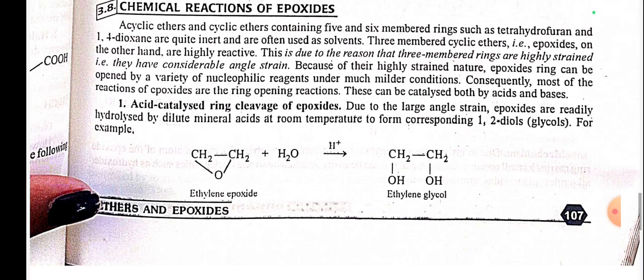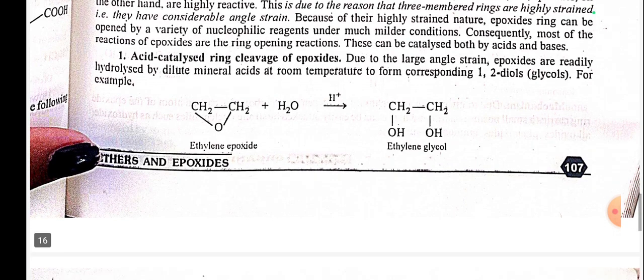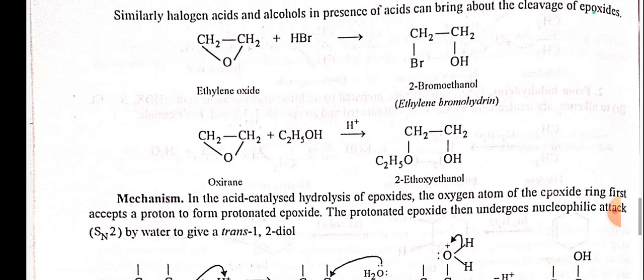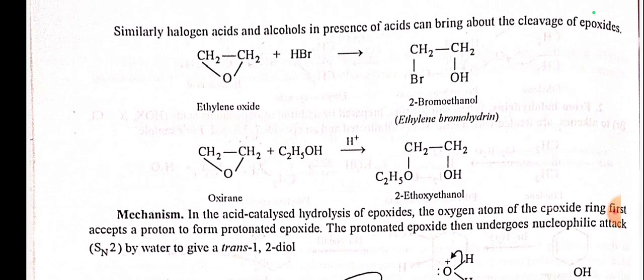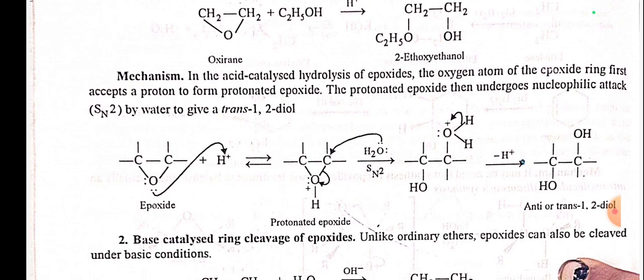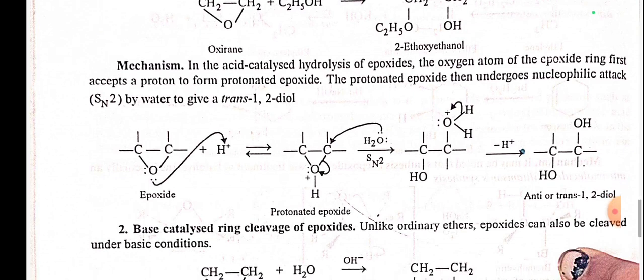Acid catalyzed ring cleavage of epoxide. Due to large angle strain, epoxides are readily hydrolyzed by dilute mineral acid at room temperature to form the corresponding 1,2-diols, glycols. For example, ethylene epoxide plus H2O gives ethylene glycol. Similarly, halogen acids and alcohols in the presence of acid can bring about the cleavage of epoxide. Mechanism. In the acid catalyzed hydrolysis of epoxide, the oxygen atom of the ring first accepts a proton to form protonated epoxide. The protonated epoxide then undergoes nucleophilic attack by water to give trans 1,2-diol.